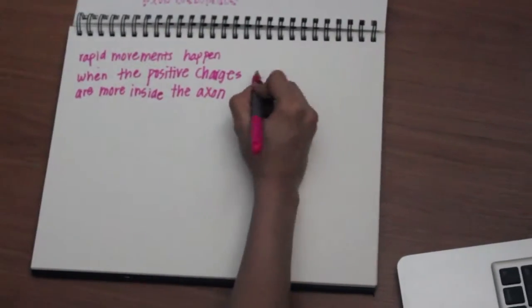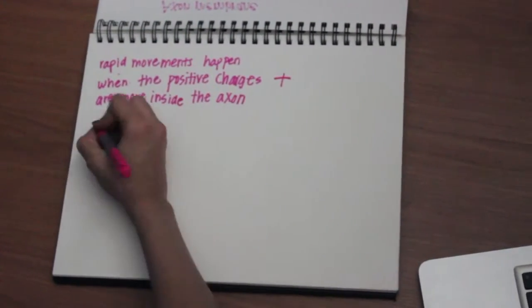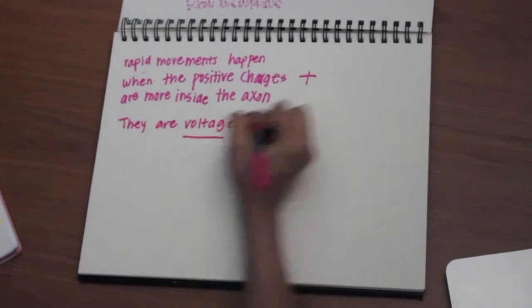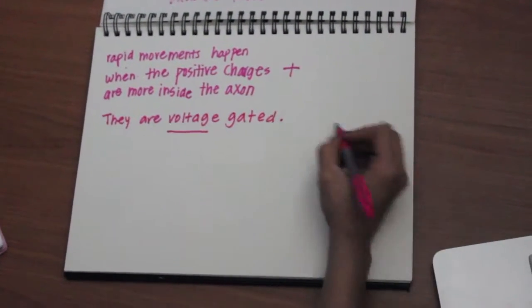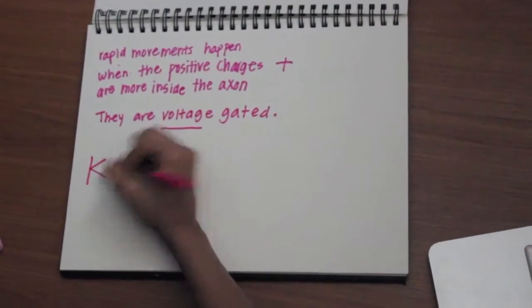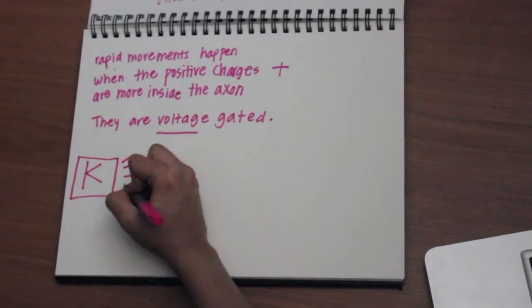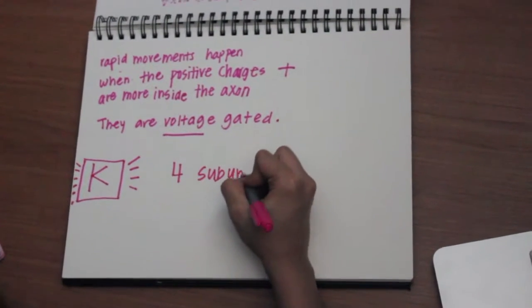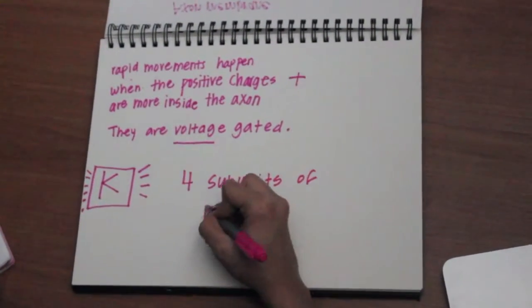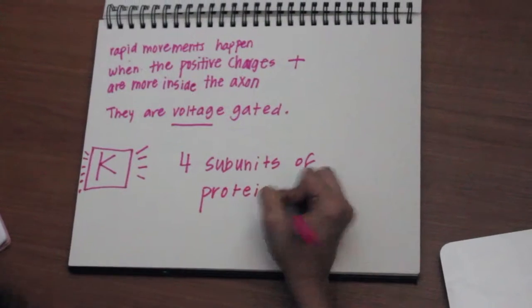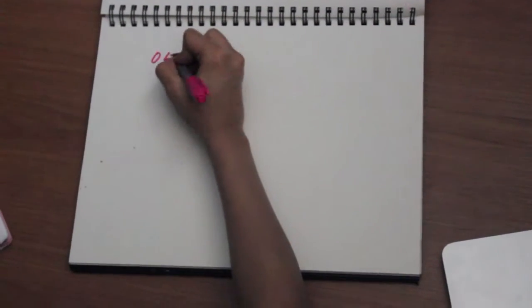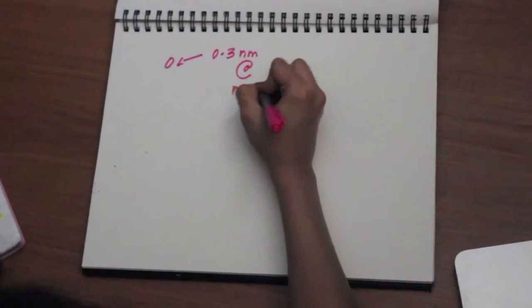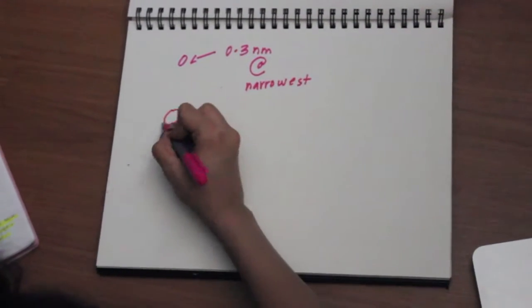An example is the potassium channel, which is voltage gated. Basically, it is only open for ions to pass through when there's more positive charge inside than outside the axon. The potassium channel is an extremely special example. It is made of 4 subunits of proteins. At narrowest, a potassium channel is 0.3 nanometers wide.